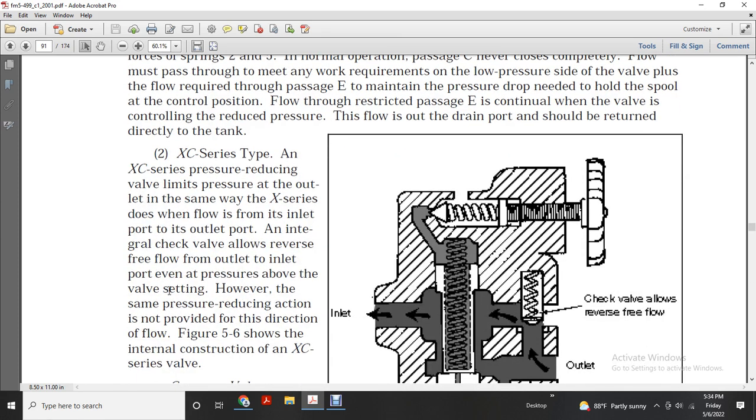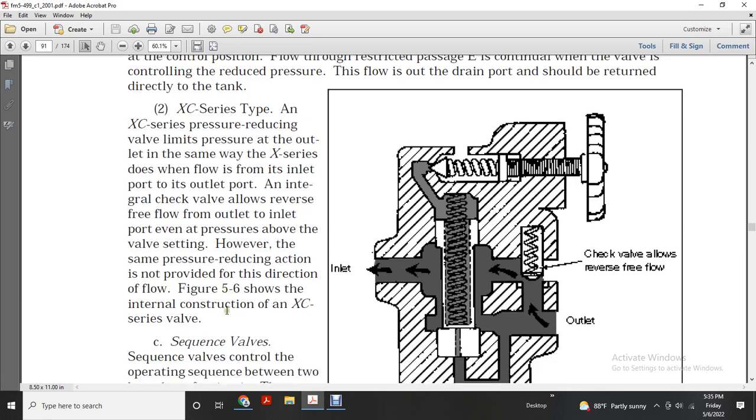2. The XC series type. The XC series type pressure reducing valve is the same type as the X series, but it has an integral check valve that allows reverse free flow from the outlet port to the inlet port. The same pressure reducing action is provided for the normal direction of flow.